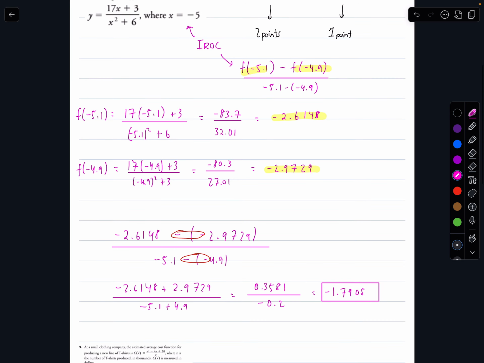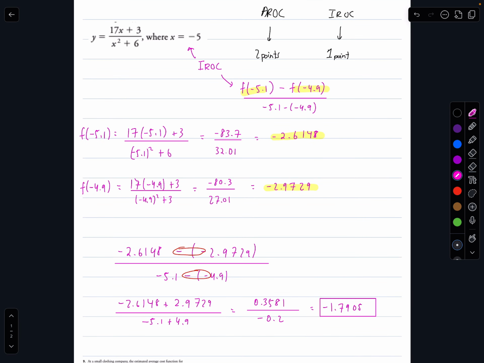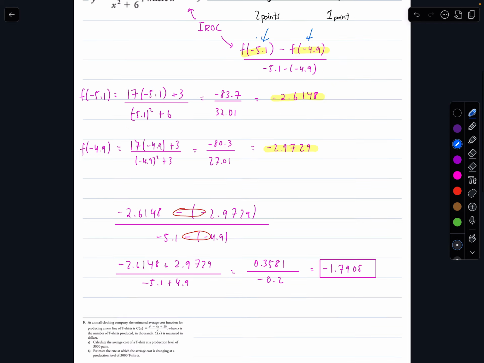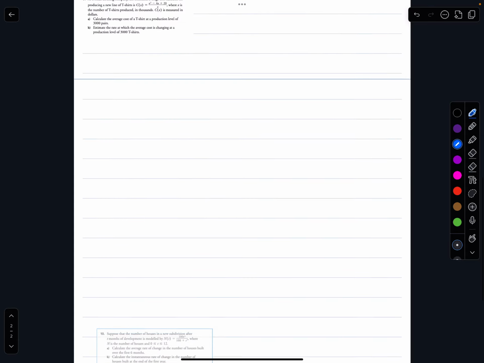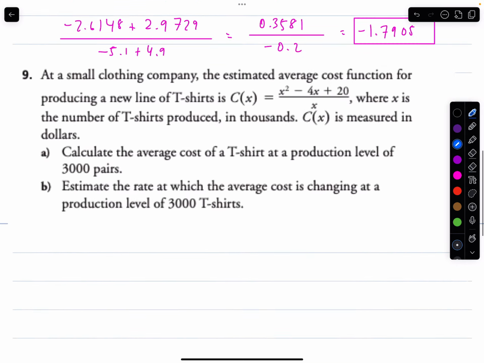So as you can tell, guys, it's a pretty straightforward process. The main thing is, IROC has 1 point, but from that 1 point, we need to get a point slightly to the left and slightly to the right of that point. That's why I chose the 5.1 and the 4.9. Okay, so you want to make sure that you get those 2 points, then the rest is just math. Cool. Let's go into our next problem. So our next problem, we're going to be doing a word problem over here.